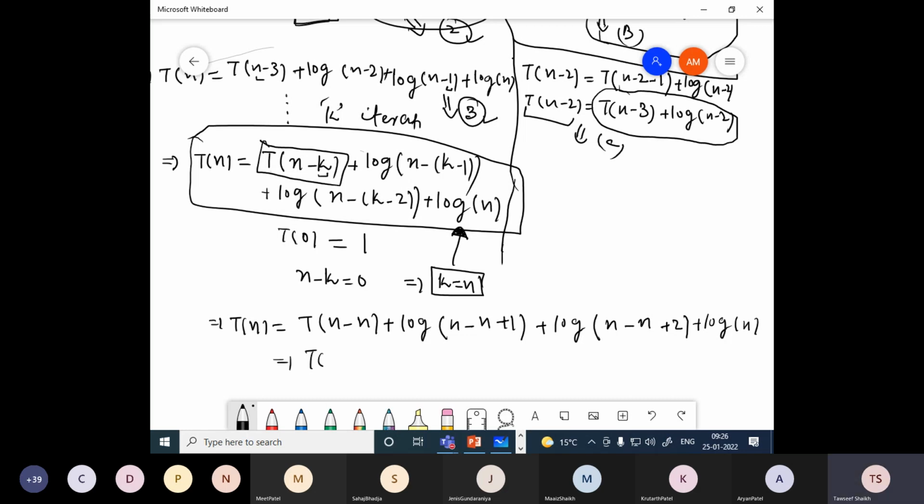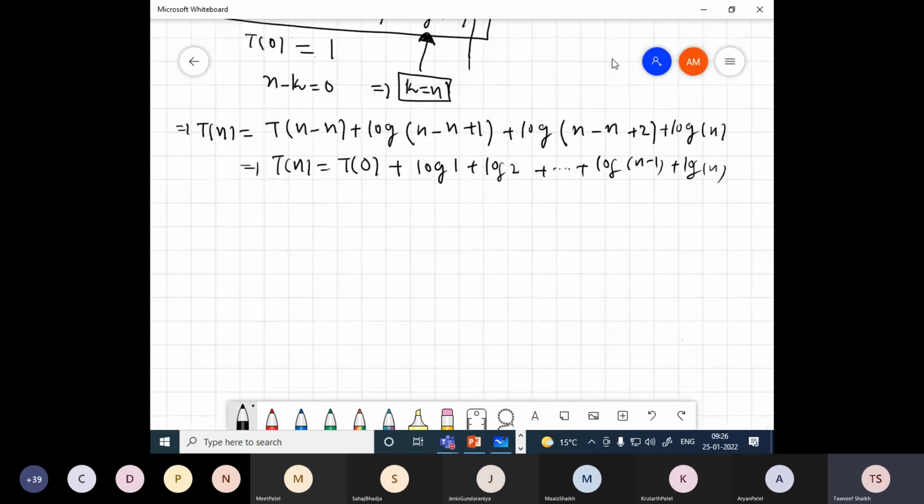So while solving this equation, T of n will be equal to T of n minus n, which will get 0, plus log 1, plus log 2, and so on; sometimes before n it will be n minus 1, then it will go to n. This will be the sequence by looking only at those terms. This is what it follows.